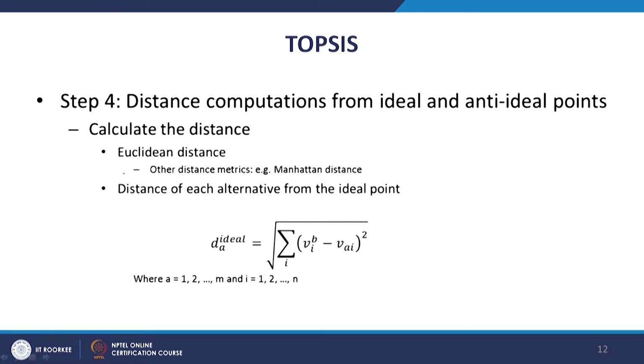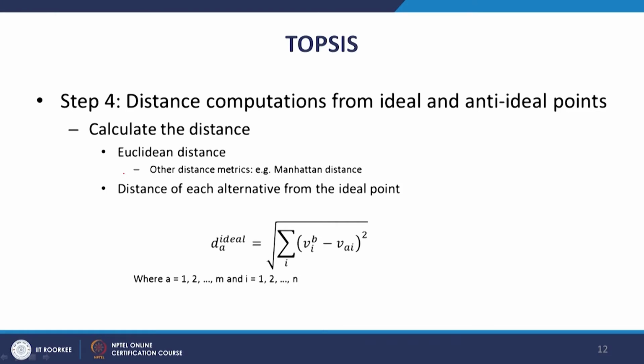So this is very typical of the Euclidean distance formula, where you might remember that it is typically x1 minus x2 square plus y1 minus y2 square, and a square root of all this. So similarly, a similar kind of expression has been used here with respect to the ideal and anti-ideal point, so we can use these two expressions.